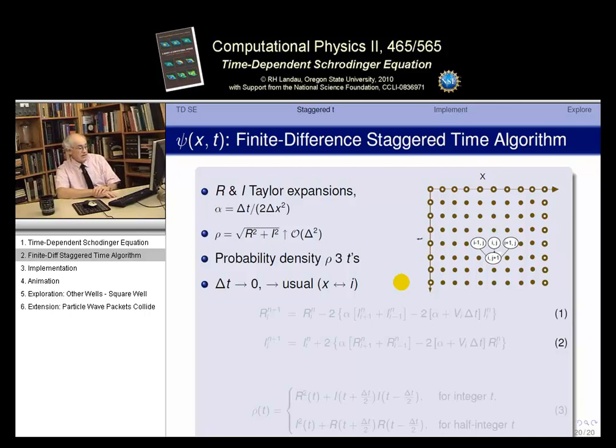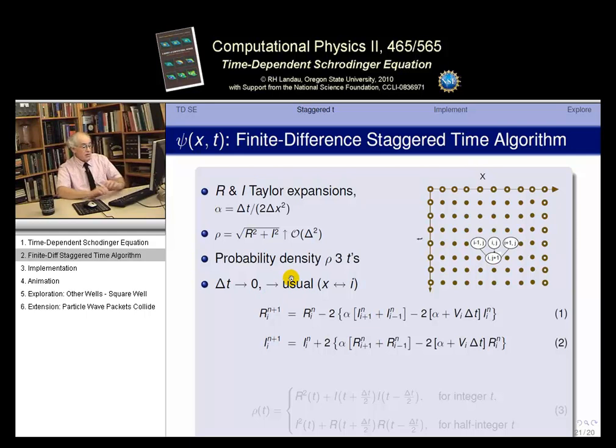And you can ask yourself, as I did, is this really legitimate? Don't we have to evaluate the real and imaginary parts of the wave function at the same time for it to be the same wave function? And the answer is, well, we're just doing an approximate solution. In order to be a good approximation, the approximation should get to the right answer, the exact answer, if you take the step size equal to 0. But as the step size goes to 0, the half step and the full step coalesce on top of each other. So delta t equals 0 gives us the usual expressions for probability. Okay? So it's okay. In the limit it should work.